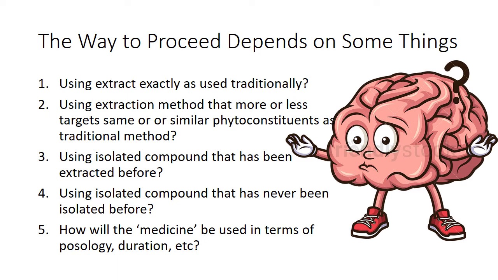Then if you're using an isolated compound, that complicates things because you want to know whether it has been extracted before. If not, then it's as though you are now coming up with a totally new molecule. And what would be used by a pharmaceutical company in terms of drug development is probably also the direction that you would follow.